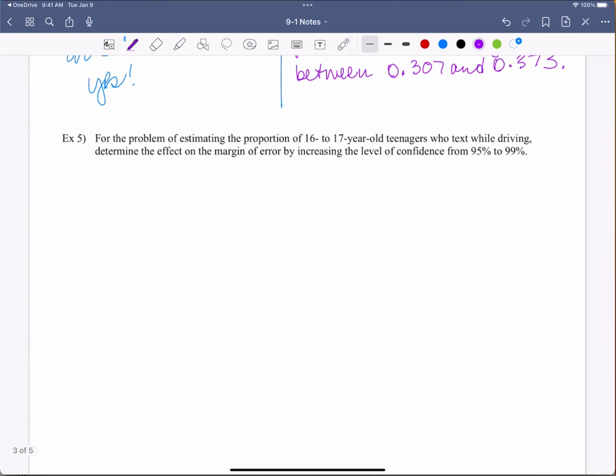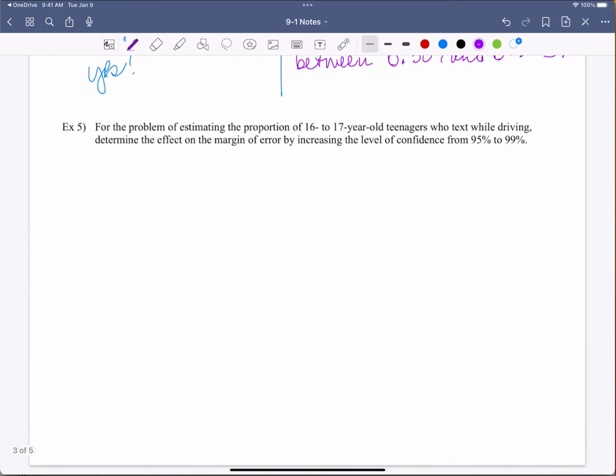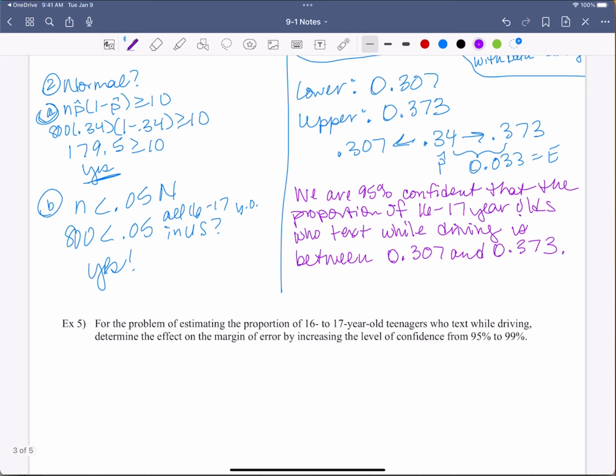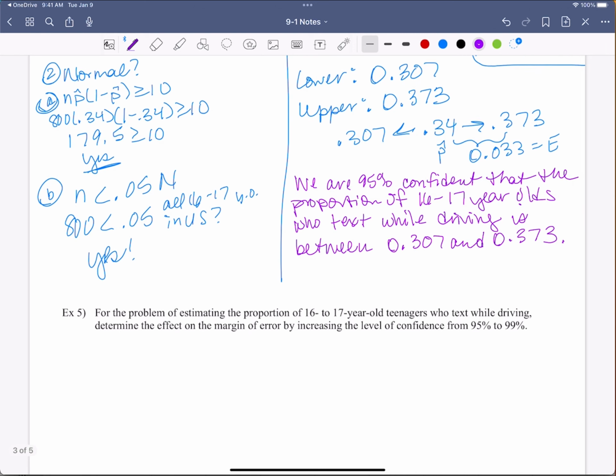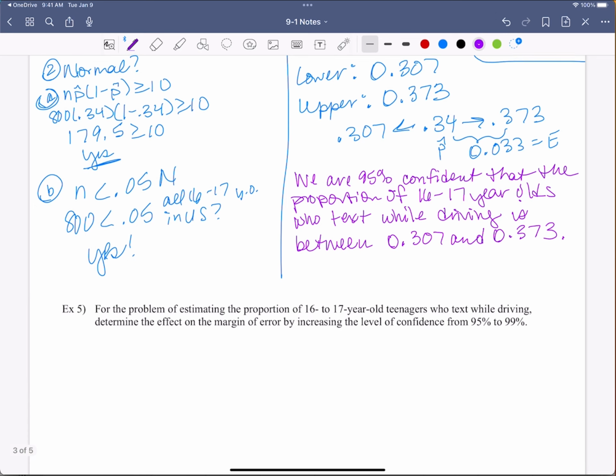For the problem of estimating the proportion of 16 to 17-year-old teenagers who text while driving, determine the effect on the margin of error by increasing the level of confidence from 95 to 99. Now, do I have to go through and make sure this is normal again? No, we literally just did that. So we don't have to do that extra work because we're talking about the exact same problem.